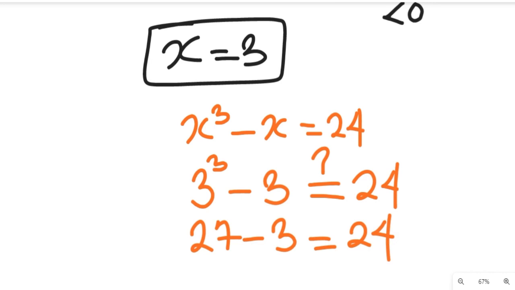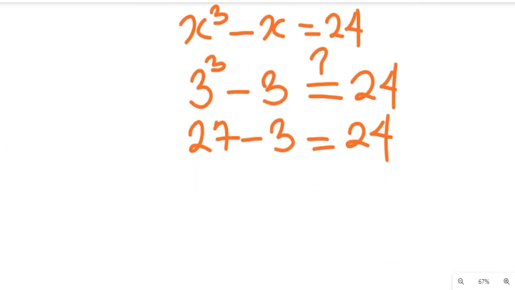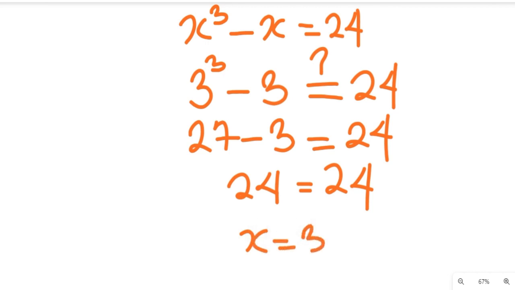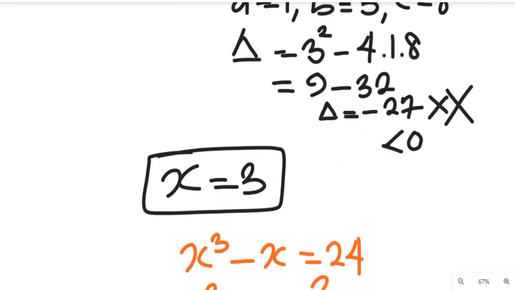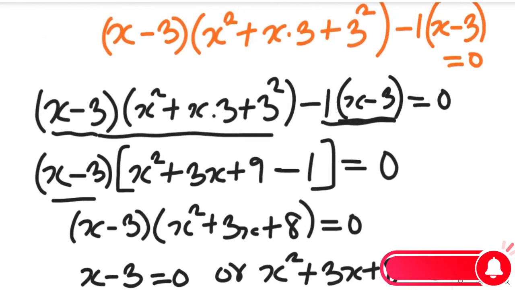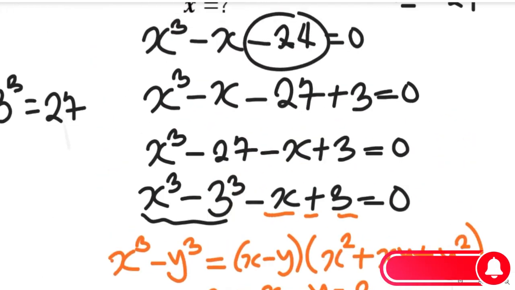So what does that tell us? The left hand side is equal to the right hand side. So we'll have our 24 to be equal to 24. So that tells us that the solution x equal to 3, which is the solution to that polynomial we arrived at, is a solution that satisfies that equation above.